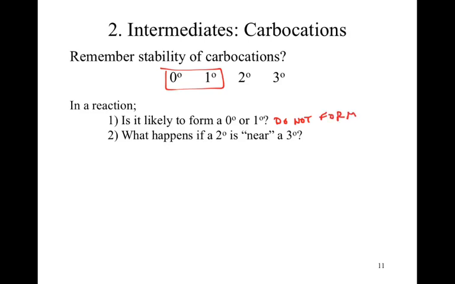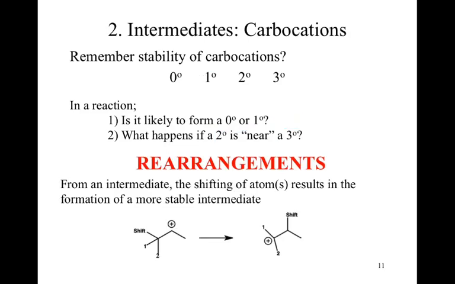So we don't have to worry about those. So mechanistically, we don't see them. If, however, we form a secondary near a tertiary, now we've got a problem. Okay? Tertiary is ultimately much more stable than the secondary, and as a sort of repercussion of this, what we end up getting is something known as a rearrangement.